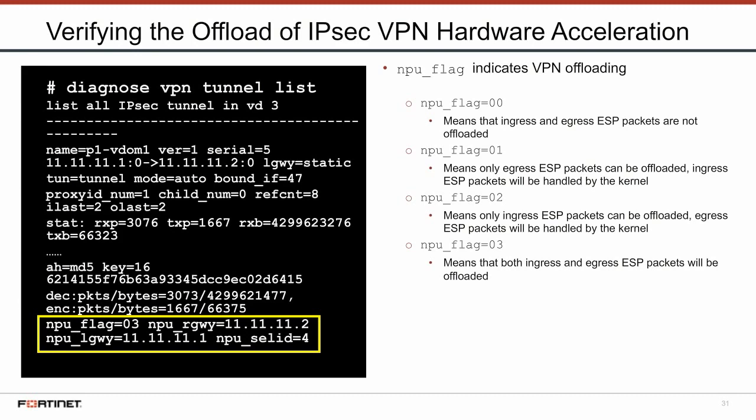To verify if IPsec traffic is offloaded, use the following CLI command: diagnose vpn tunnel list. This command shows the status and statistics for each VPN tunnel. If the output contains a line that contains NPU_flag, the tunnel is being offloaded for hardware acceleration. Remember, you must get initial packets from both directions before checking the NPU_flag field. Otherwise, it is expected to be 0/0 initially.